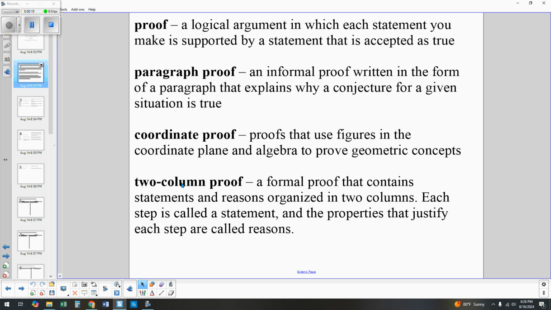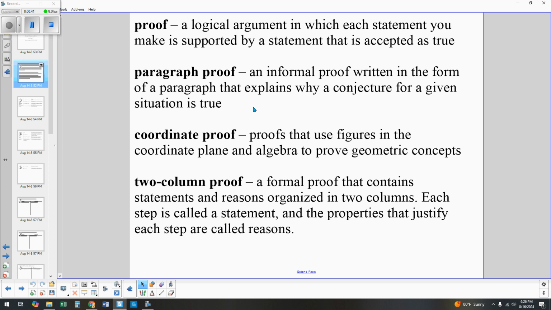So a proof is a logical argument in which each statement you make is supported by a statement that is accepted as true. So we can use things such as definitions, postulates and theorems that we've learned, and formulas, all these things that we already know to be true, to justify our arguments. There are three main types of proof. These are not the only types of proof, but these are the ones we will be doing in this class.